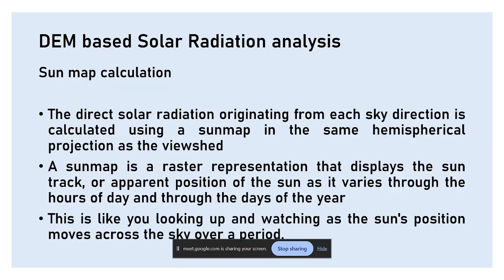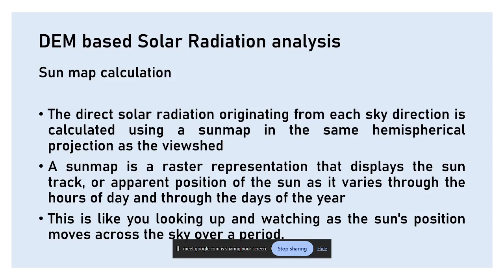So first we have the viewshed. Then what did I say? In the next step, you get a sun map. Once you calculate the sun map, then you overlay the viewshed with the sun map. The direct solar radiation originating from each sky direction is calculated using a sun map in the same hemispherical projection as the viewshed. So the same projection we will use, and we will calculate the direct solar radiation that is coming from different sky directions.